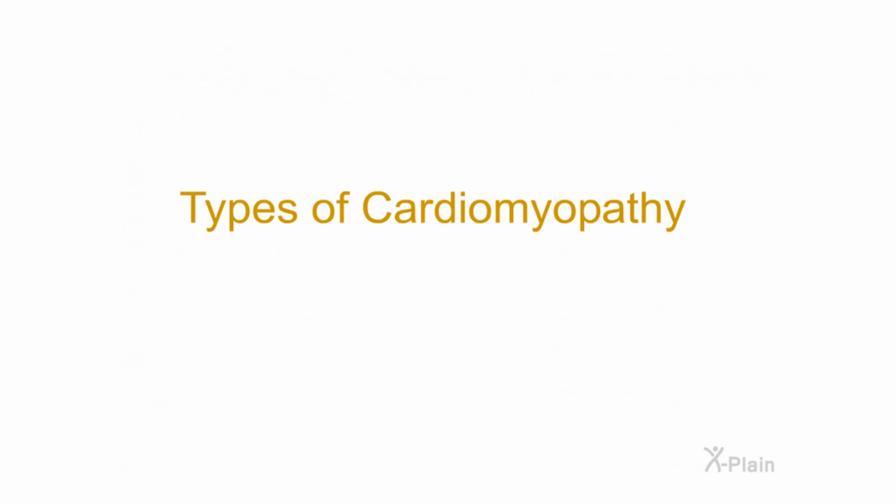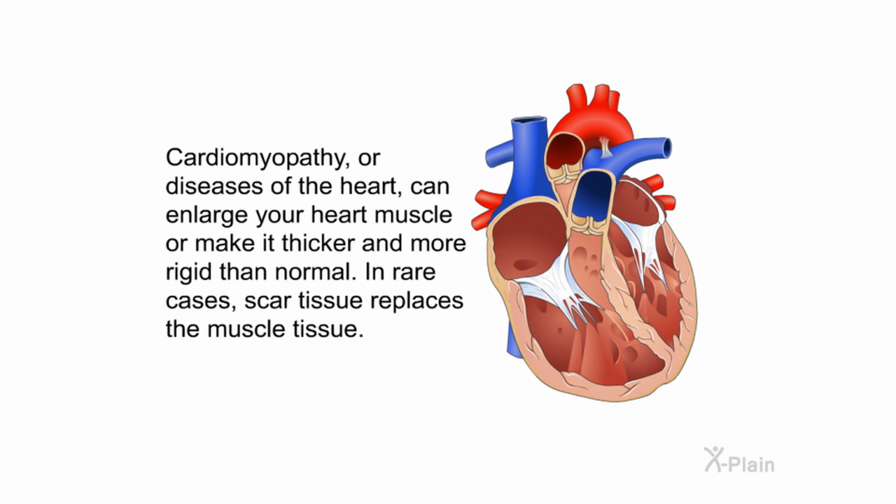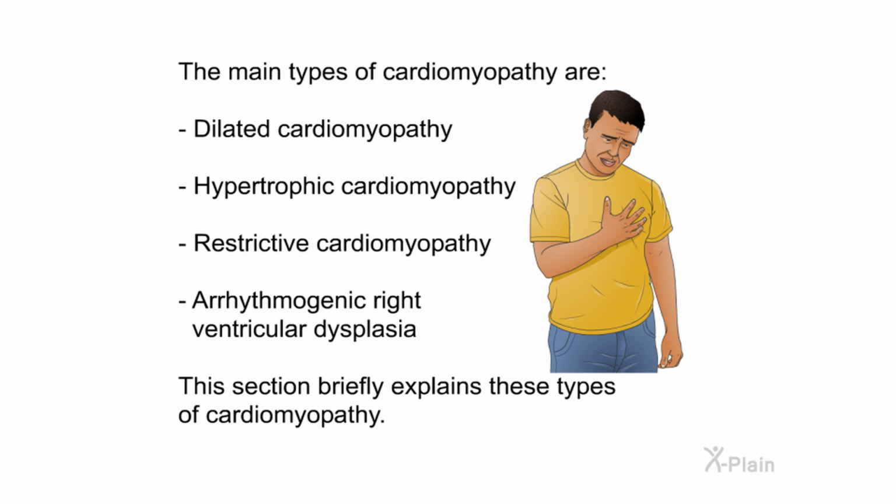Types of cardiomyopathy. Cardiomyopathy, or diseases of the heart, can enlarge your heart muscle or make it thicker and more rigid than normal. In rare cases, scar tissue replaces the muscle tissue. The main types of cardiomyopathy are dilated cardiomyopathy, hypertrophic cardiomyopathy, restrictive cardiomyopathy, and arrhythmogenic right ventricular dysplasia. This section briefly explains these types of cardiomyopathy.